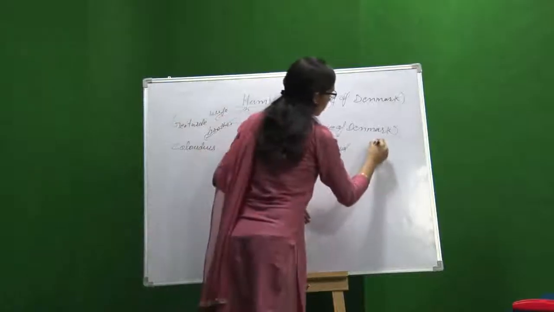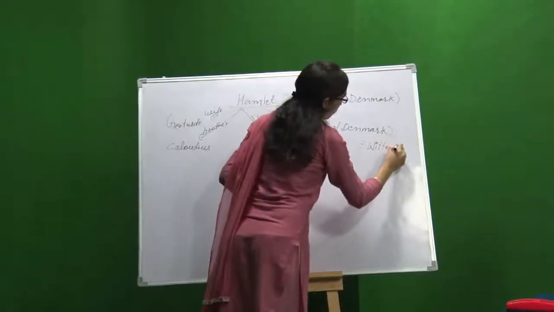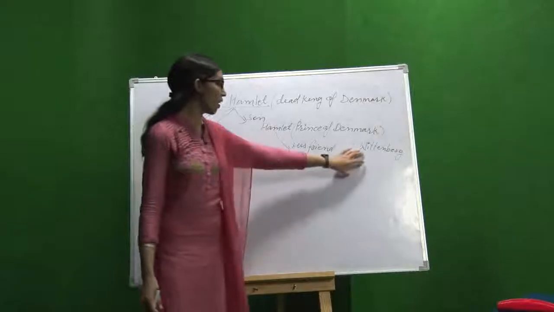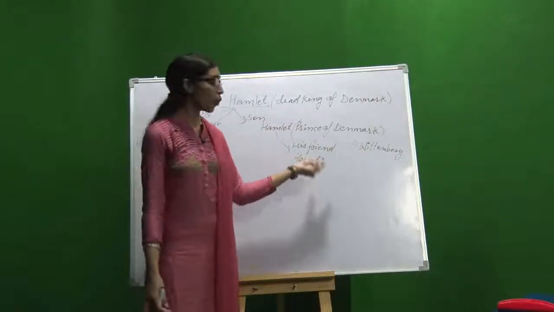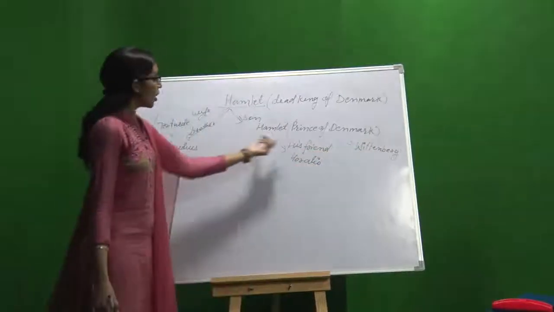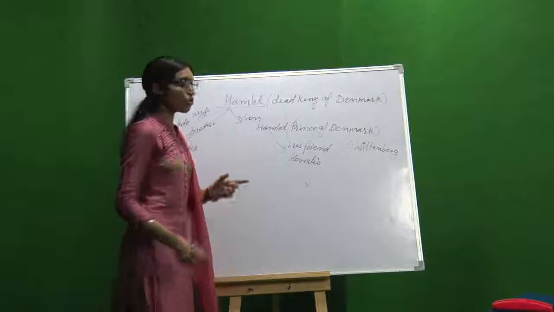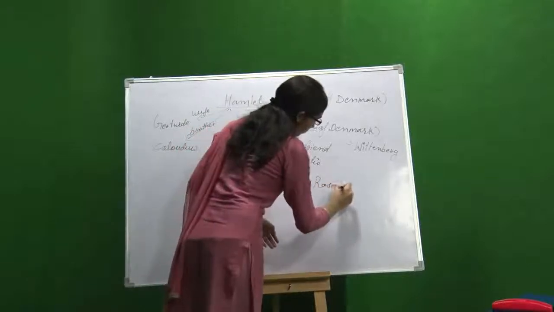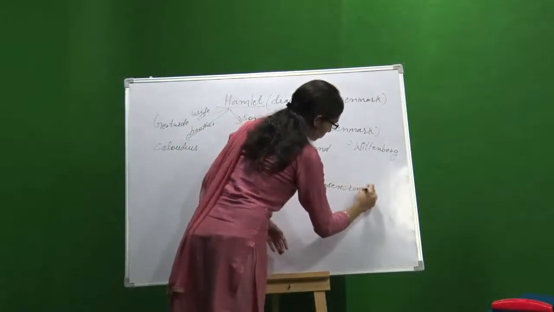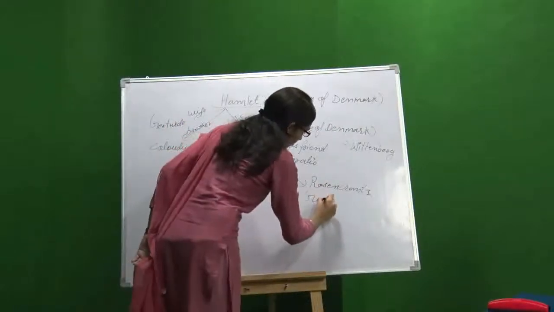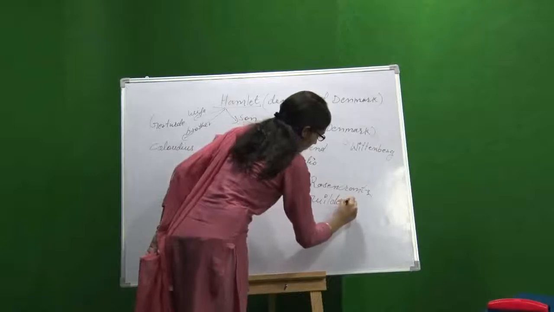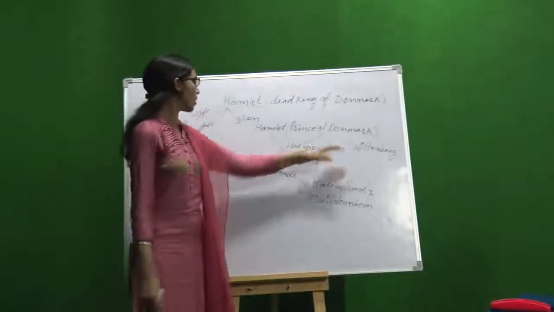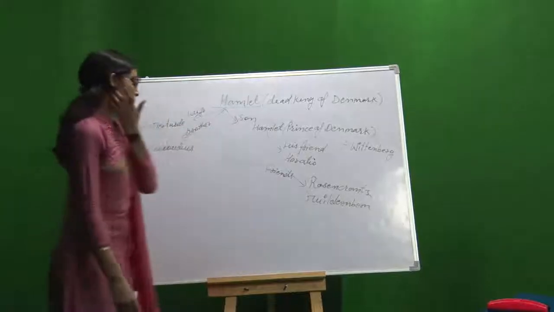Hamlet studied in Wittenberg. Wittenberg is the name of a university in England. Hamlet and Horatio both study in Wittenberg. In Wittenberg, Hamlet has two more friends, Rosencrantz and Guildenstern.